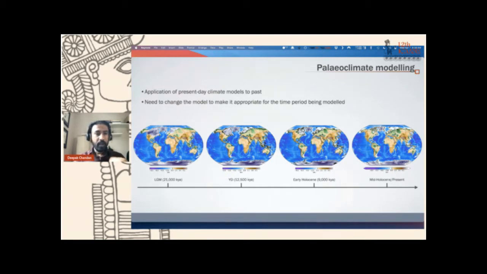You have lots of ice during the LGM, which is receding during the Younger Dryas. By the time we come to the early Holocene, which is 9 Ka, you have some bits of ice left over northern Canada. But by the time we are in the mid-Holocene or present day, there is no ice over there. The world looks like this. So depending on which time period you want to model, you need to make these changes.